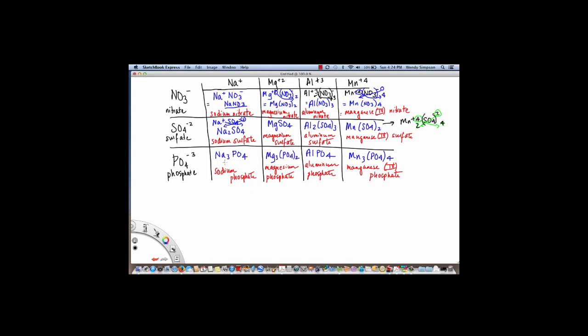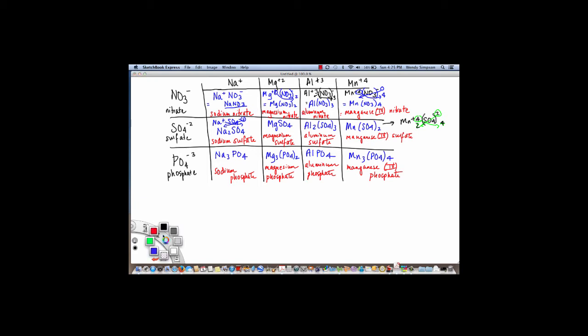Sodium phosphate is Na3PO4. For magnesium phosphate, again, you're applying the crisscross rule. So the 3 of the charge on the phosphate becomes a subscript on the magnesium, and the 2, which was the charge on the magnesium, becomes a subscript on the phosphate. In our next example, aluminum phosphate, the +3 and -3 charges on the aluminum and phosphate balance, so we don't need any subscripts. And our last example was manganese(IV) phosphate. Again, we apply the crisscross rule to get the subscripts.